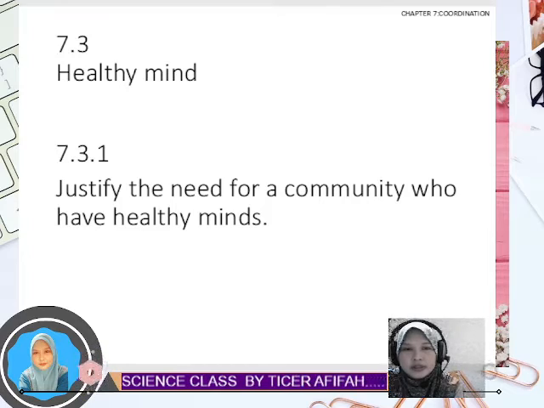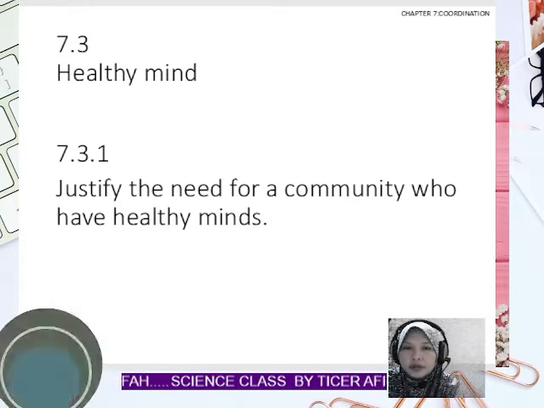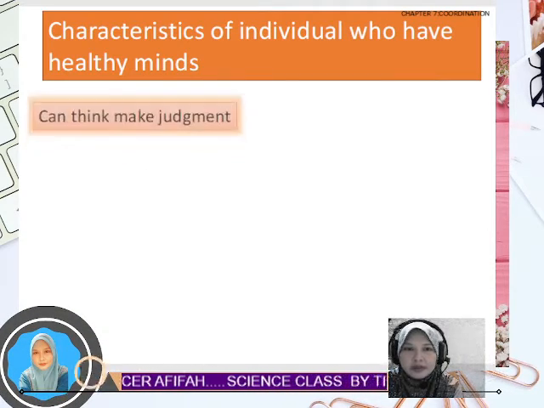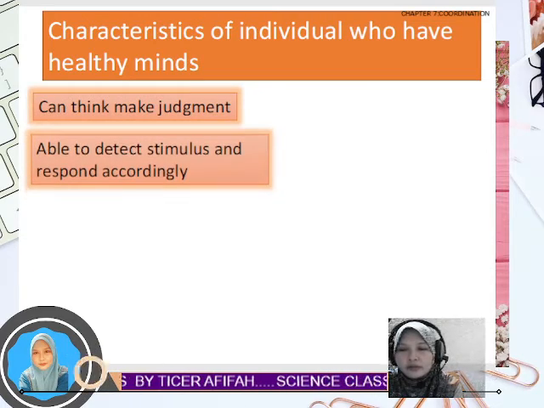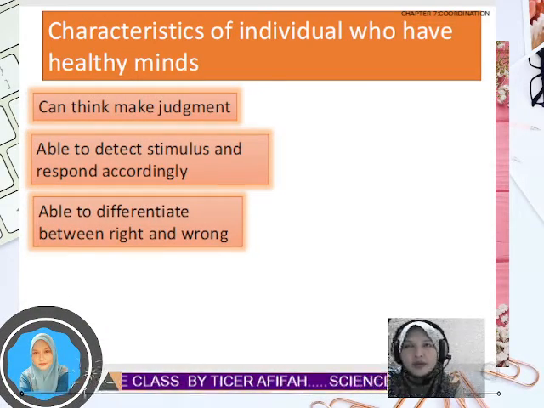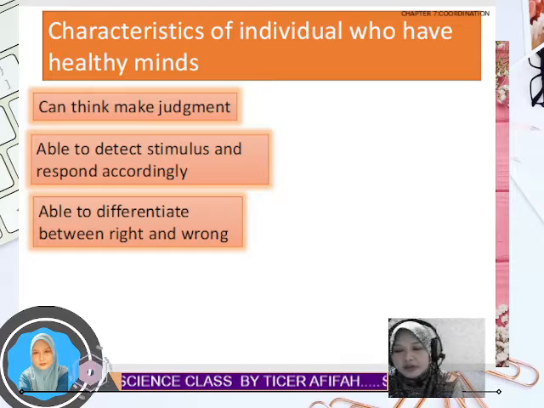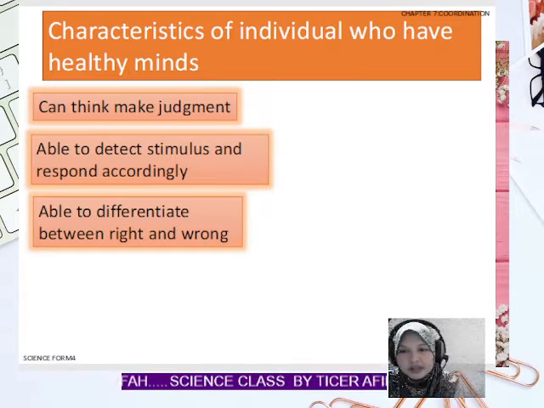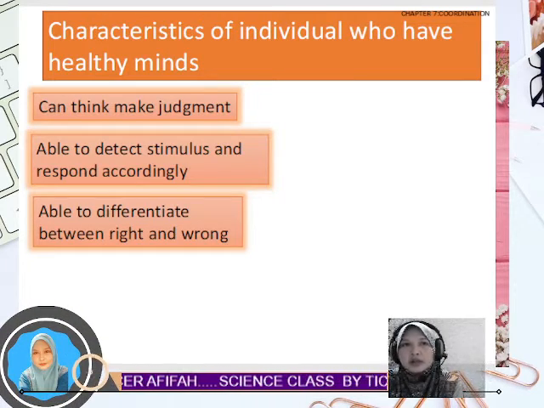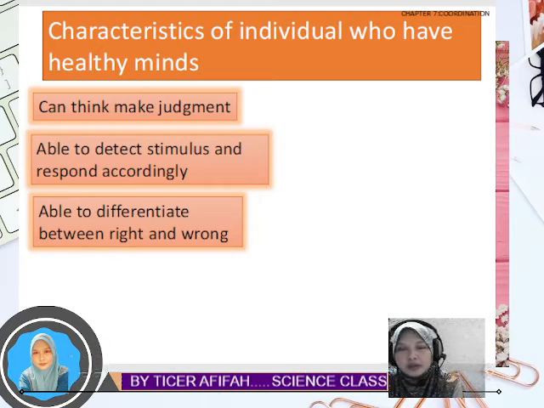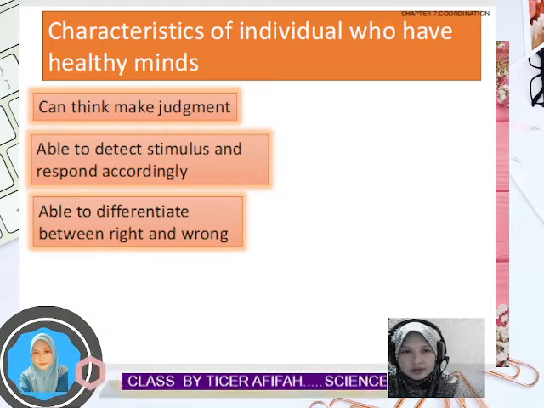Justify the need for a community that has healthy minds. What is mind? Mind is related to brain function. Mind is the brain function that relates to your personality, your judgment, your memory, your thinking, your intellect.